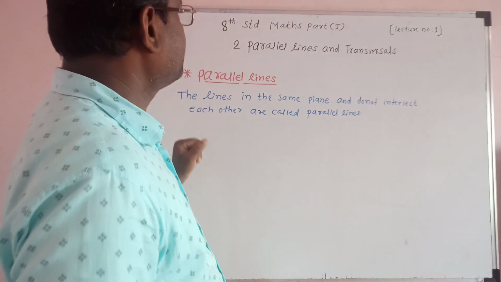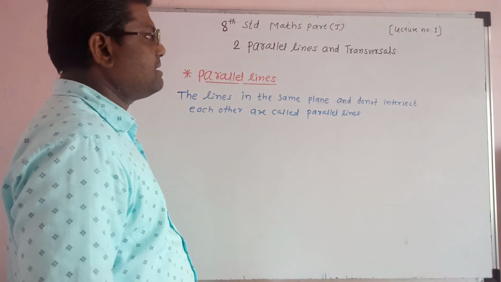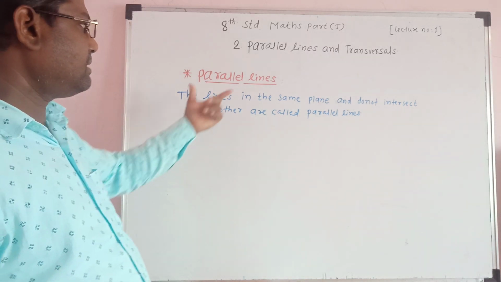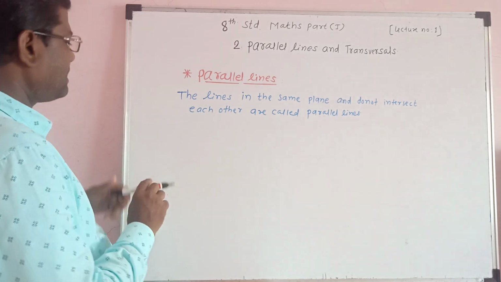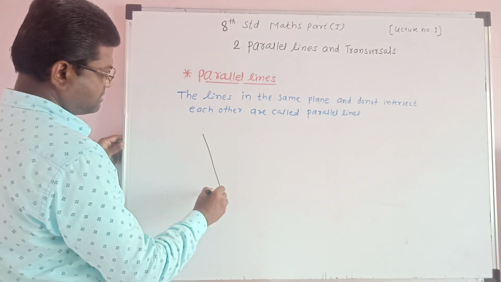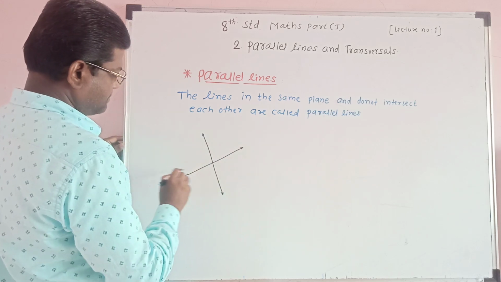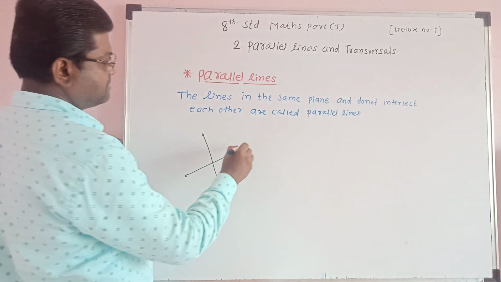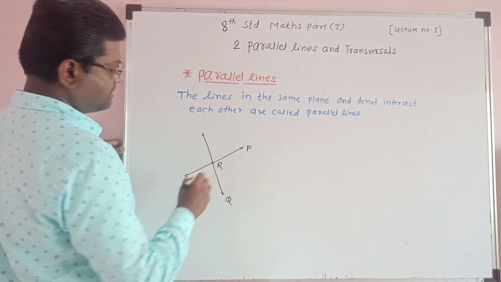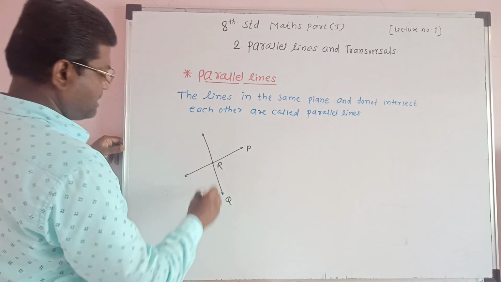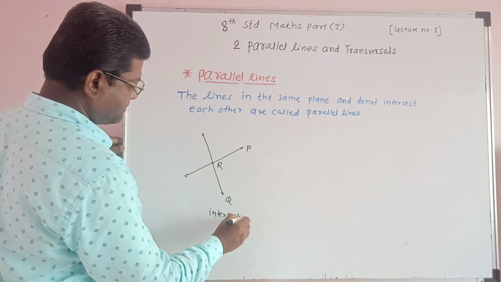8th standard maths part first, lesson number 2, parallel lines and transversals. And the first point is parallel lines. Now consider some lines. These are the two lines P and Q and meet at the point R. Therefore, these lines are called intersecting lines.